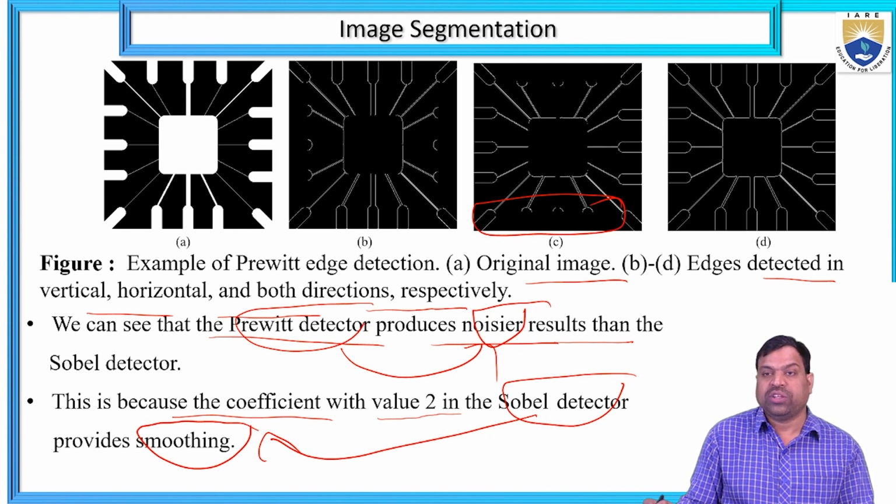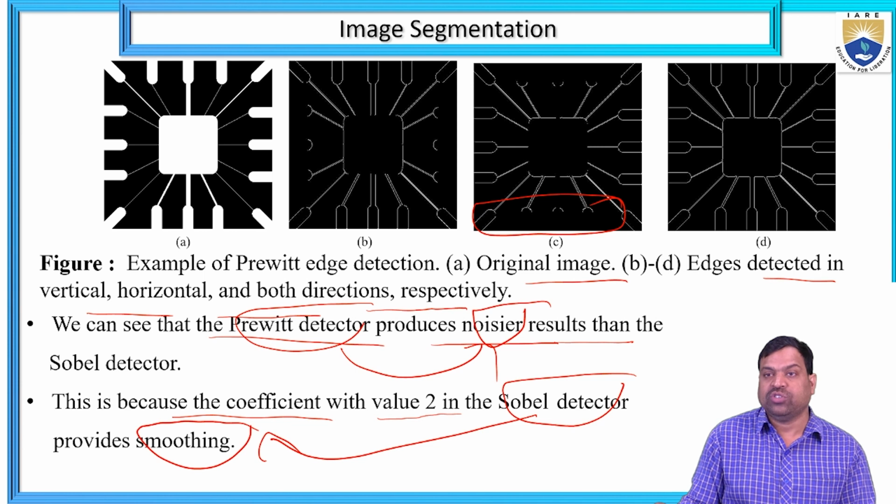Why? Because we are applying a smoothing technique to reduce the noise. But here maybe the choices are there. So compared to Prewitt, Sobel is somewhat better at finding edge detections.